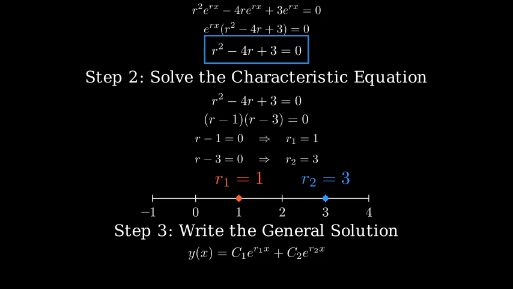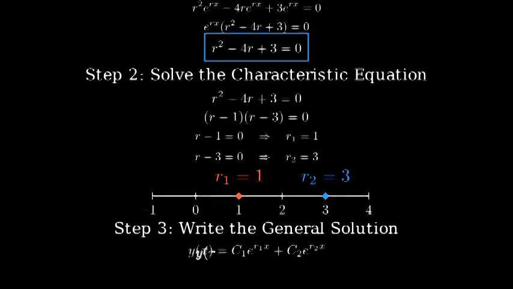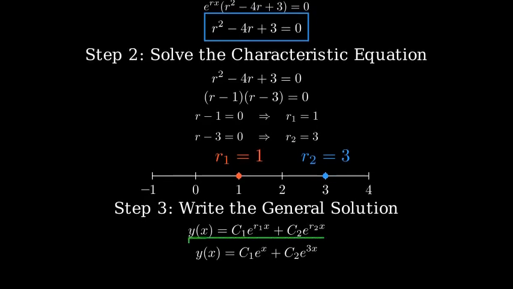Let's visualize some specific solutions from this family. Let's analyze the solution behavior. The term e^x grows exponentially, but the term e^(3x) grows much faster. As x increases, the e^(3x) term will dominate, causing most solutions to grow very rapidly.